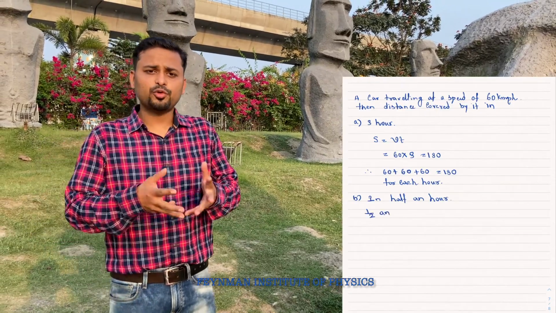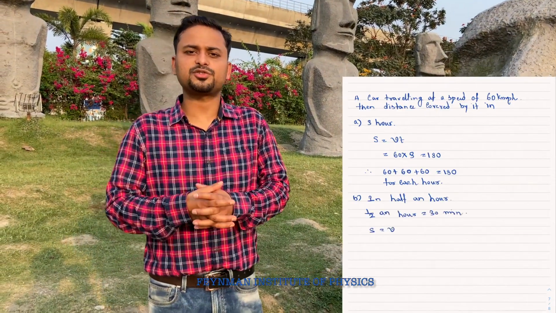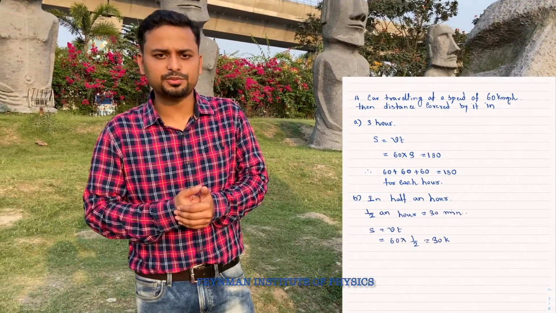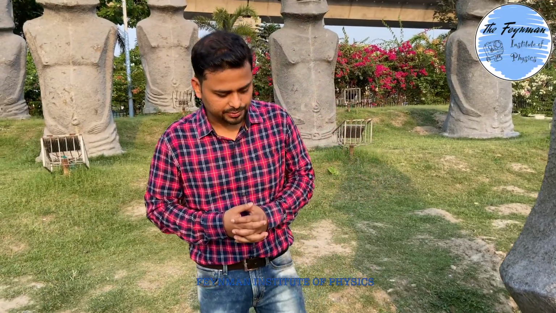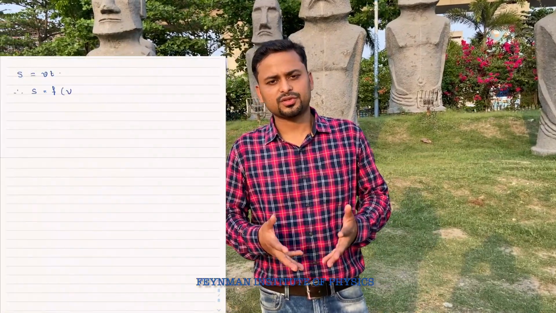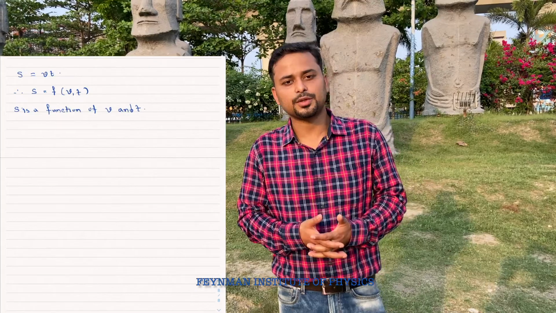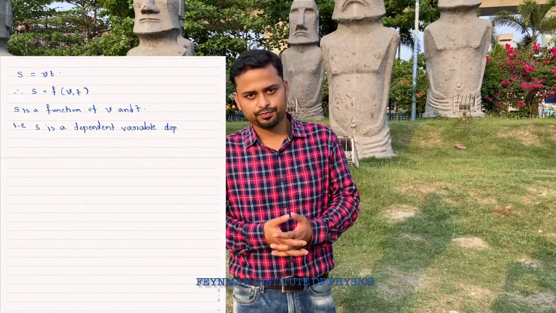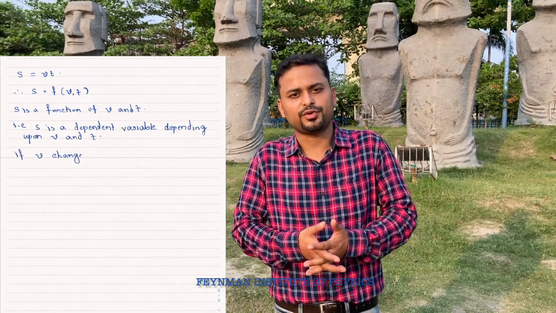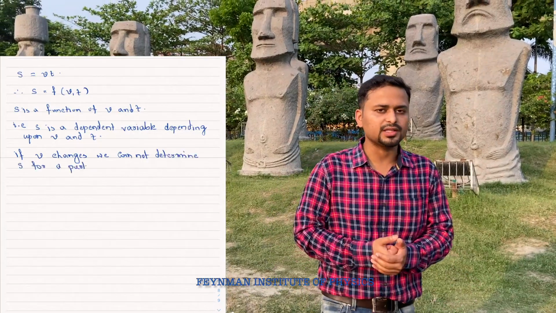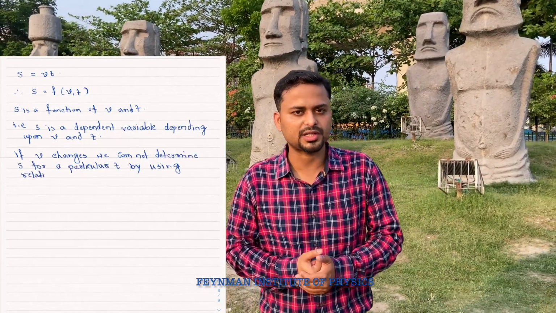Similarly, if we want to find how much distance it has traveled in a smaller interval of time, say half an hour, then this time we need to multiply this velocity with half, because this time the time is half. So it will cover 60 into half, that means 30 km. But in this equation, s is equal to vt, s is a dependent variable on v and t. So during the motion, if v changes, then we cannot determine this s, or distance covered by the object.